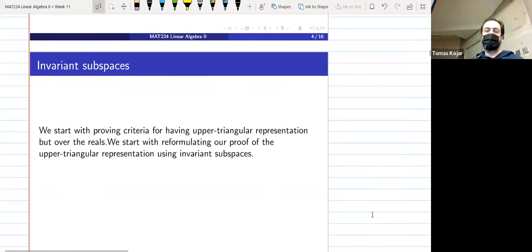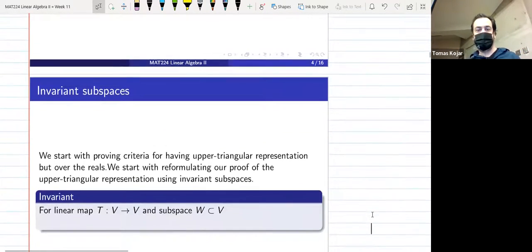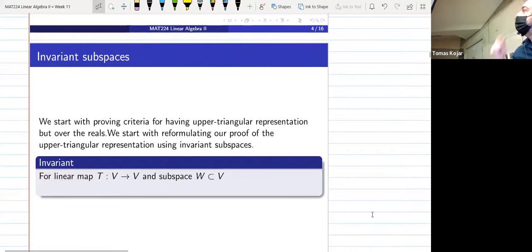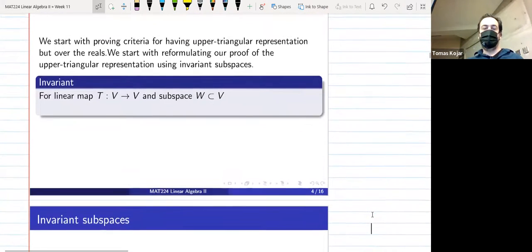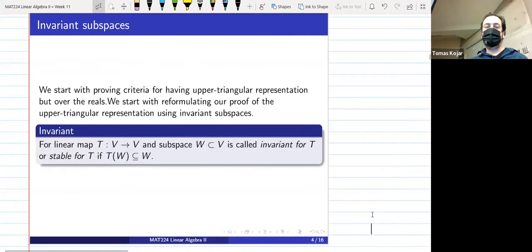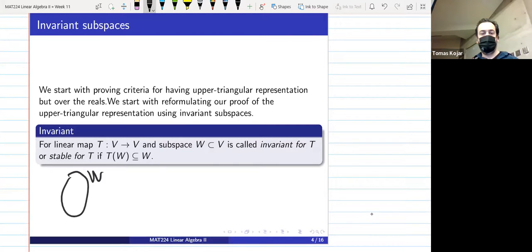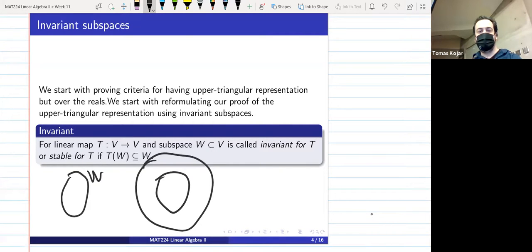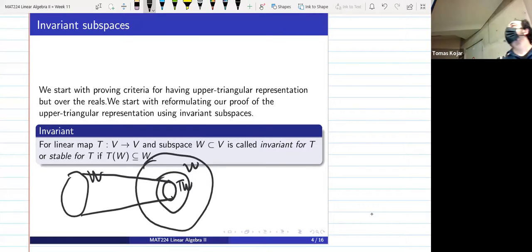And we will need an object called invariant subspaces. You start with the map and the subspace in V, then you call W invariant, or stable, if you can map W inside W. So the picture is W, and here's V, and then make it bigger. And here's W again, and then it sends it inside. That's called being invariant because you stay within the space.